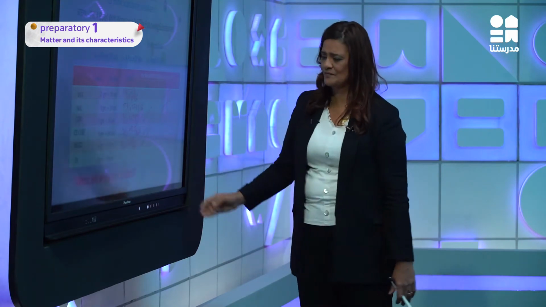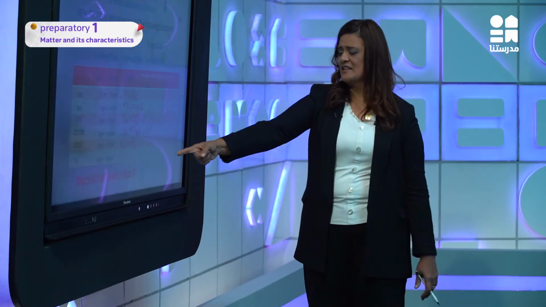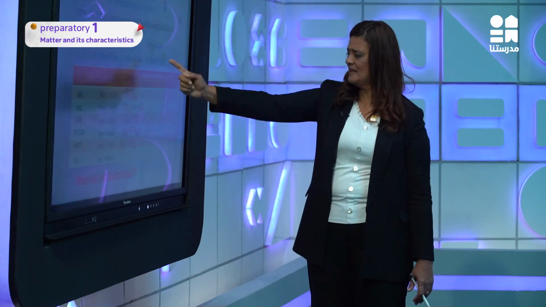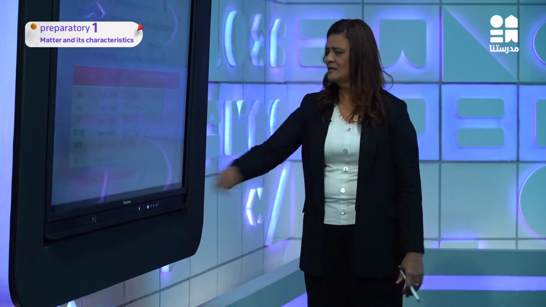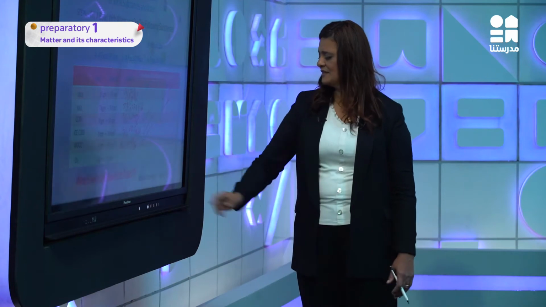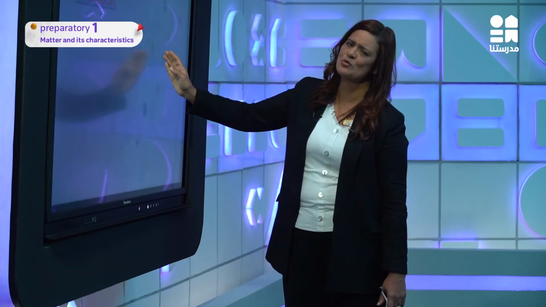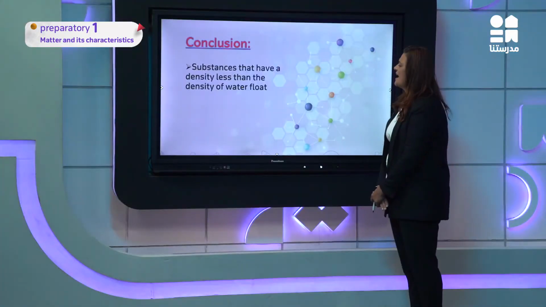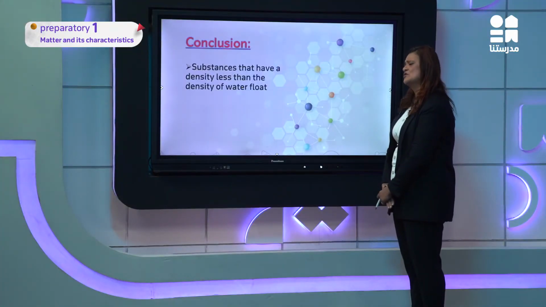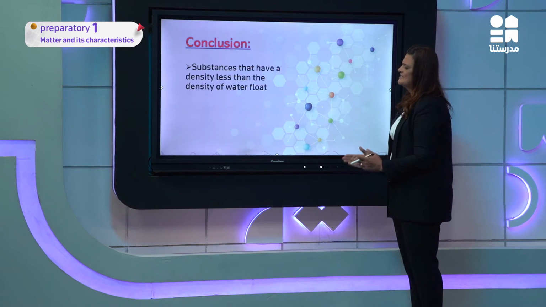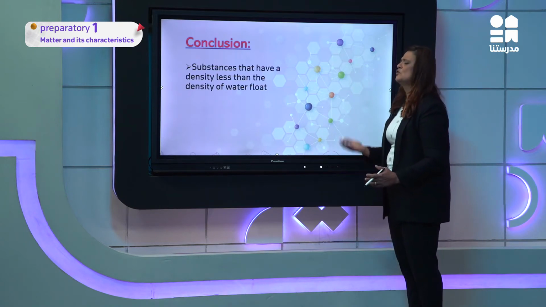Let us see. Here it asks me which is sink and which is float, as we explained before. Of course, water density is 1 gram per cubic centimeter. So we can conclude what? Substances that have a density less than the density of water will float. Meaning 0.9, 0.8, 0.7, since it is less than 1, it must float.